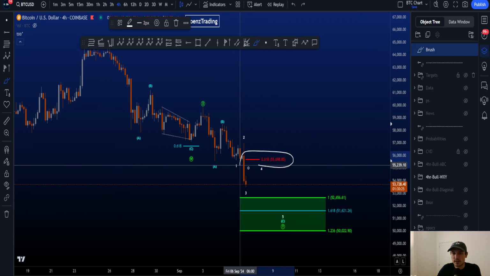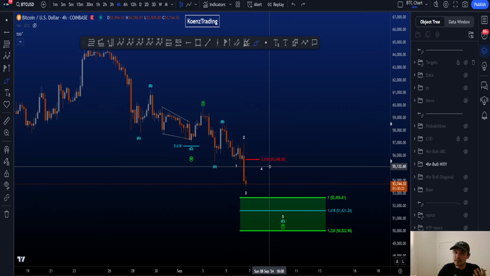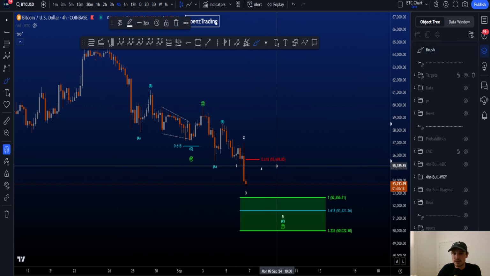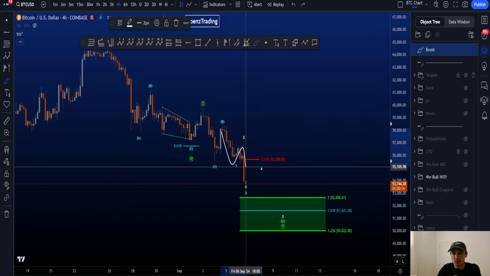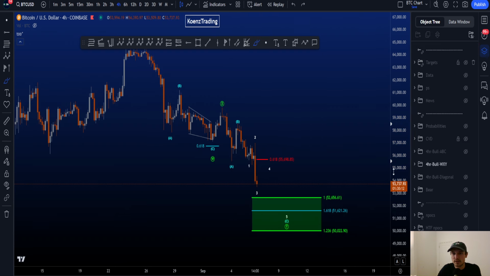The 0.618, however, in this scenario is a hard invalidation. We don't want this wave 4 to move to the 0.618, and if it does, we cannot count this as an ABC with then a 1, 2, 3, 4, 5 inside wave C.